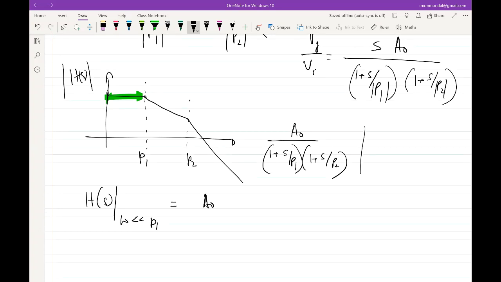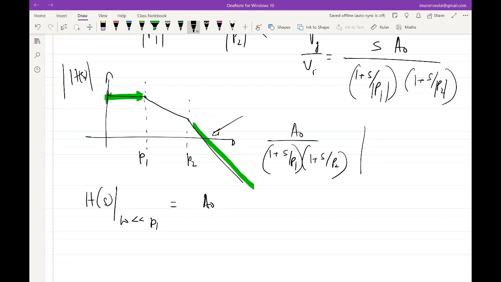And looking at this, what are you doing to get that? You are putting S equal to 0. You are not particularly concerned that S can be non-zero values also. Right? We are putting S equal to 0 because we are assuming we are operating at a frequency much lower than P1. Okay, so now let's get to this guy, the last part of the plot.